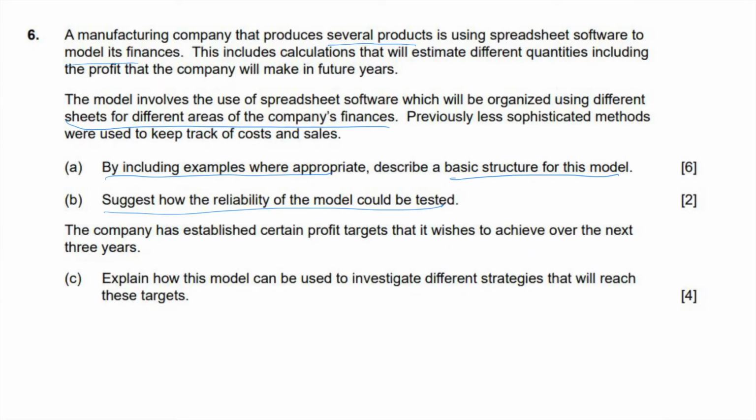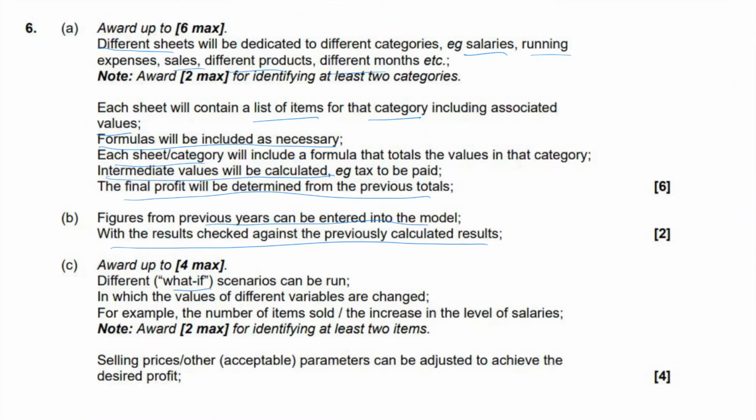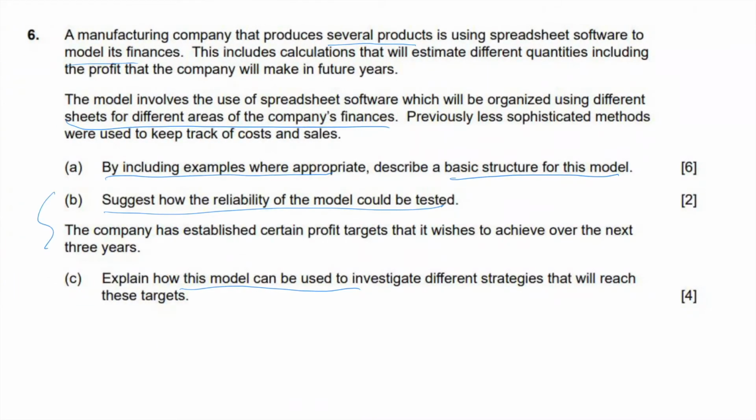And finally, explain how this model can be used to investigate different strategies that will reach these targets. Again, this is a type of question we've seen before. We can run different what-if scenarios, so put in different values, perhaps change some of the rules and the ways things are calculated. But anyways, I would say B and C aren't directly relevant to what we want to go over now. A is the one I really want to focus on, because this kind of gives you your first exposure to how spreadsheets are approached on this paper.